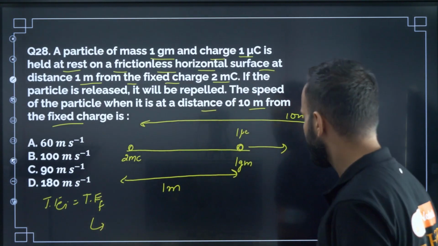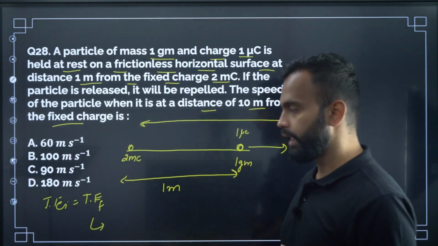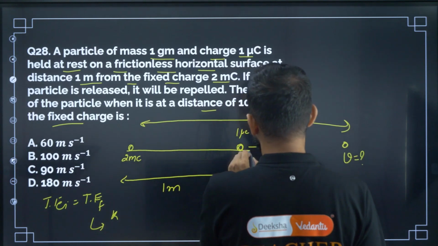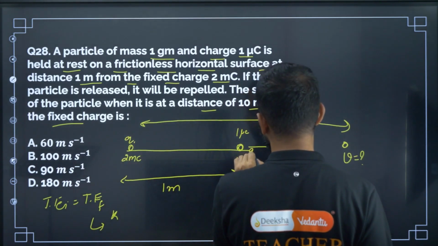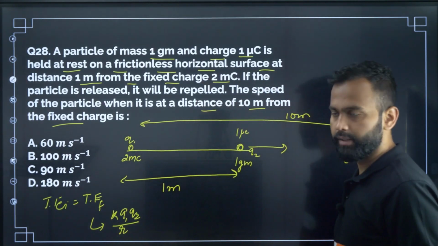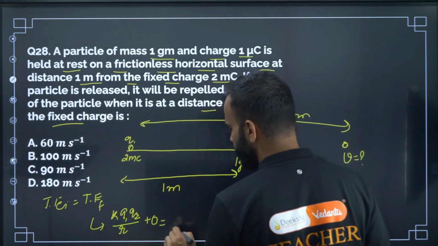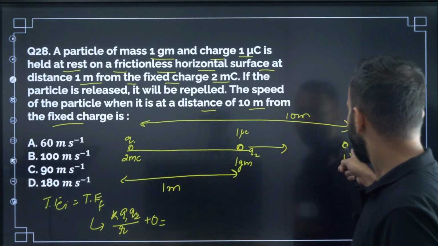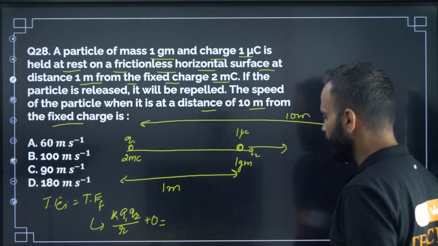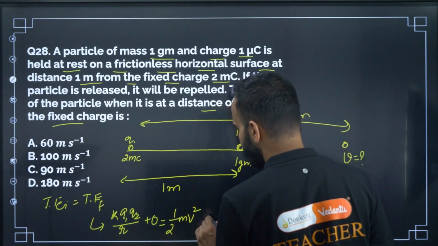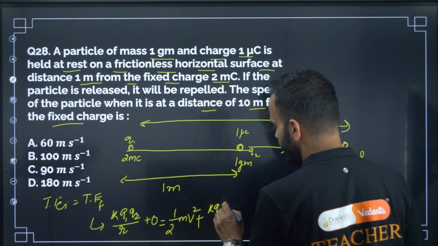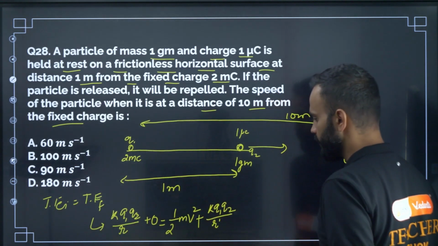Now initial total energy is potential energy plus kinetic energy. The potential energy is K Q1 Q2 divided by R, with R equal to 1 meter, plus kinetic energy, which is 0. Next, the kinetic energy of the particle when it reaches the point where the distance between the 2 millicoulomb and 1 microcoulomb is 10 meter is half m v square, plus the potential energy at this point, K Q1 Q2 divided by R dash.